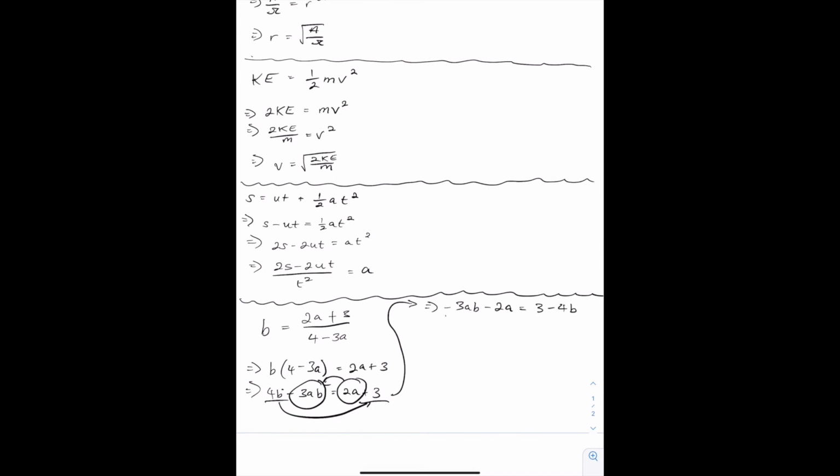And now what's interesting about this is you can factor out the a to give a times negative 3b minus 2 equals 3 minus 4b. And what's really easy now is we can just divide it by negative 3b minus 2 to give it in the denominator, which would give us a equals 3 minus 4b over negative 3b minus 2.